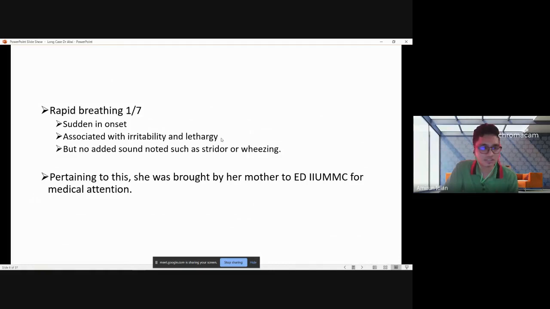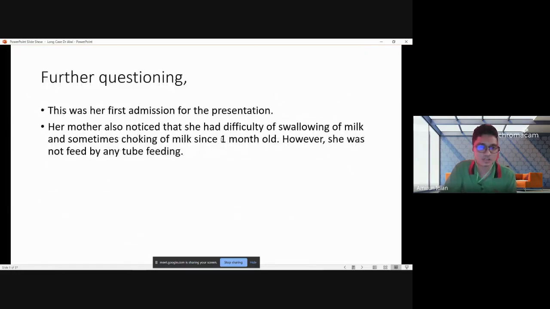It was also associated with irritability and lethargy. However, there was no any added sound noted, such as stridor or also wheezing. So pertaining to these symptoms, she was brought by her mother to ED for medical attention. On further questioning, this was her first admission for this symptom presentation. Her mother also noticed that she usually had difficulty of swallowing of milk and sometimes choking of milk since 1 month old.